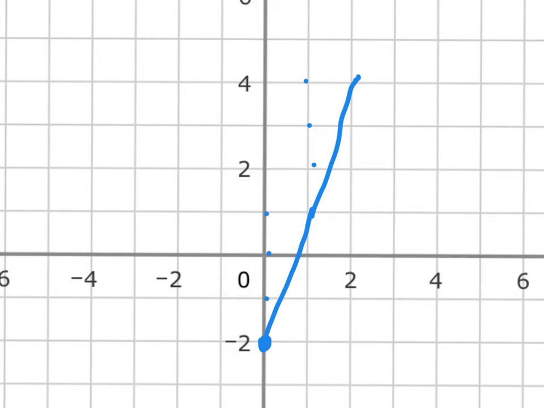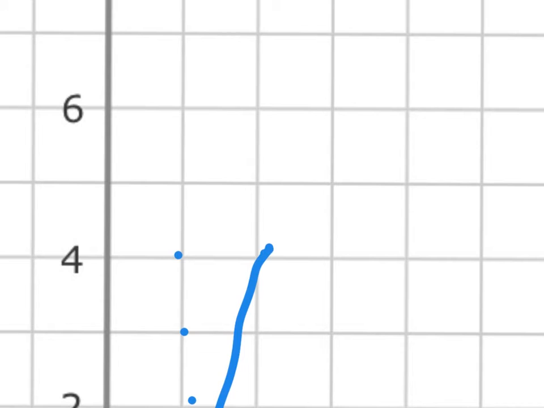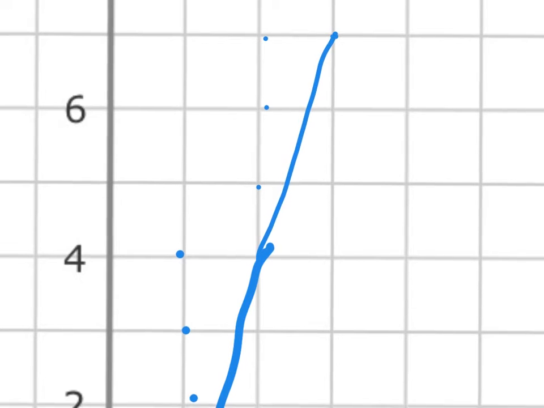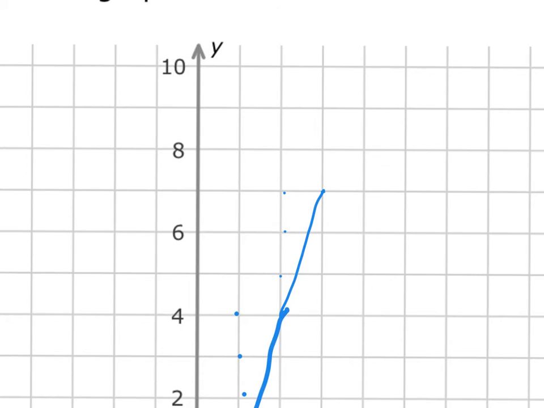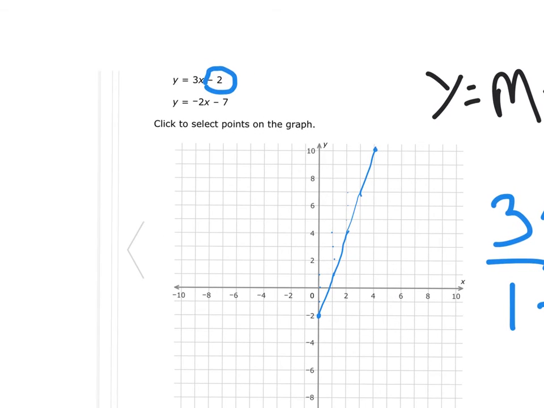Then I'm going to go up 3 to the right 1 again and connect my dot. If you're doing this, it keeps going on forever, and it's going to keep following that slope. Up 3 to the right 1, then connect. Up 3 to the right 1, and then it's going to connect. Okay? So then I can also identify where that other one is.